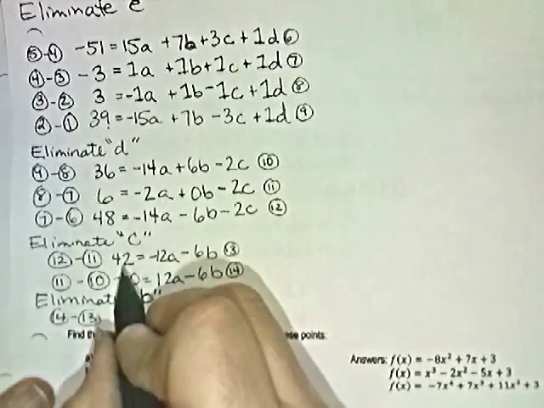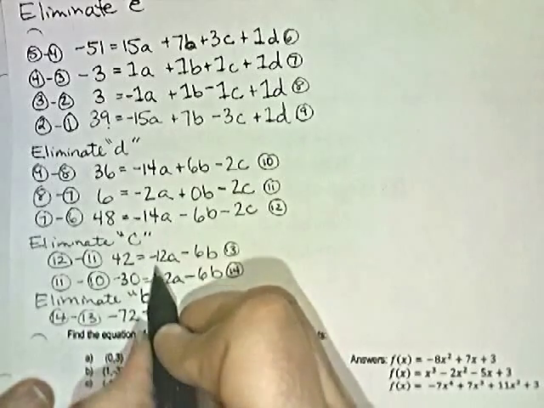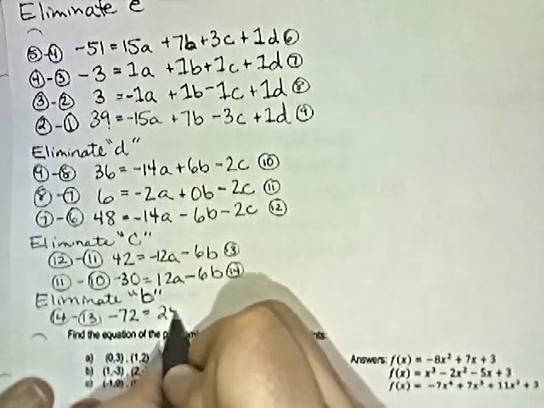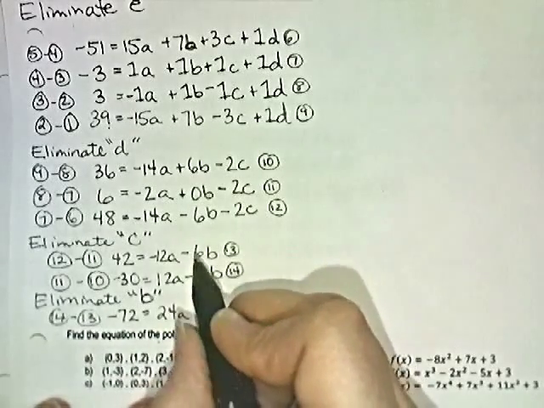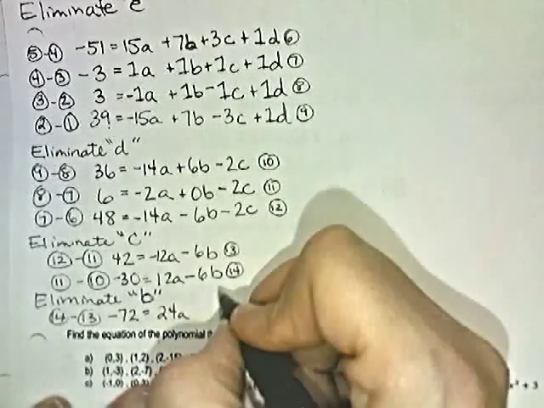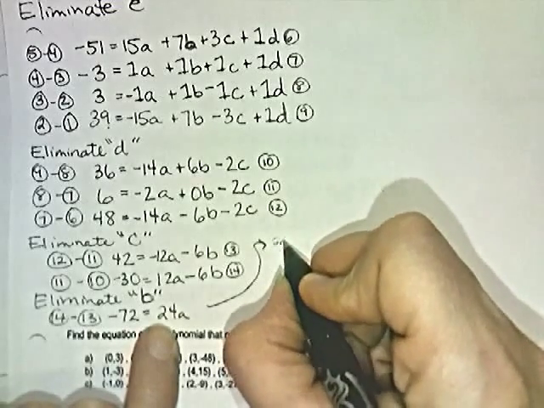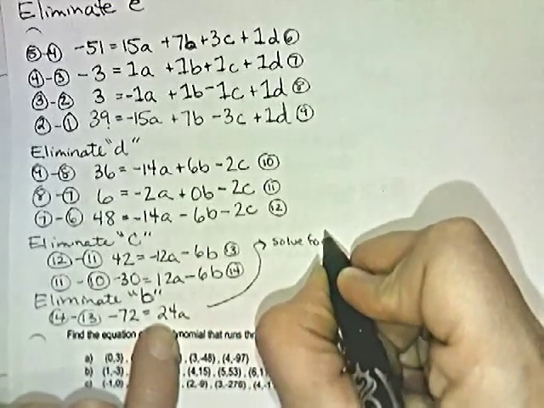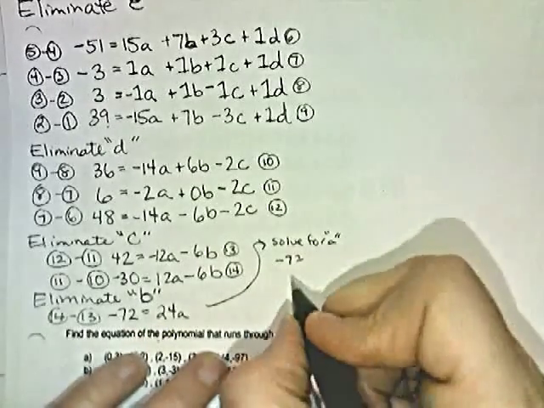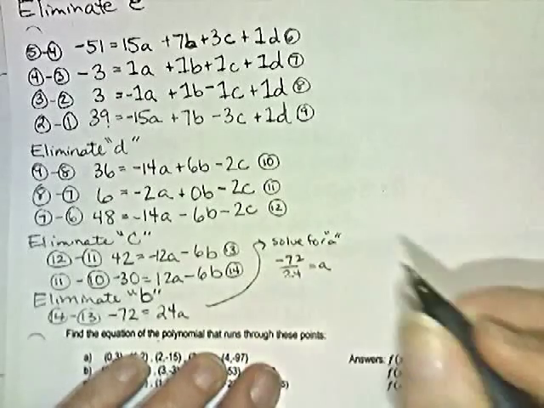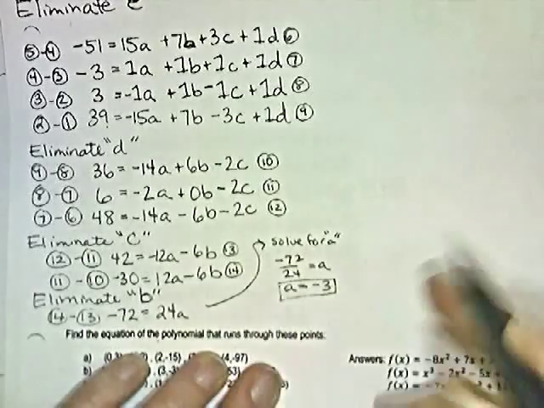Negative 30 minus 42 is negative 72. 12a's minus a minus would be 12a's plus 12a's for 24a's. Negative 6b's minus a minus, so negative 6b's plus, and my b's are gone. And then I can say, let's solve for a. If I have negative 72 and a 24, I will be dividing that 24 away, and a is solved to be a negative 3.